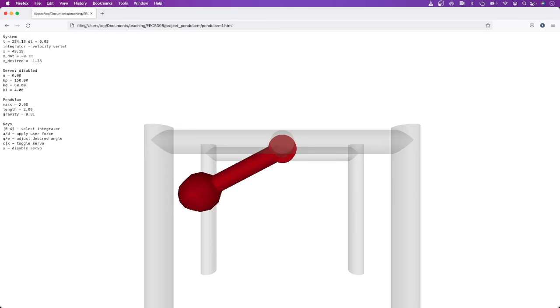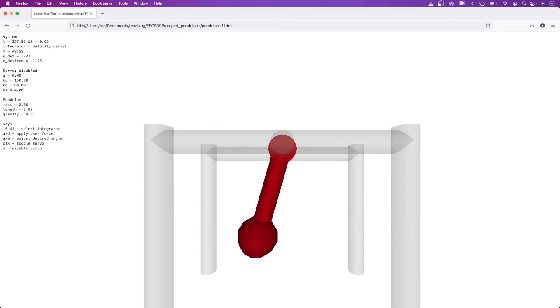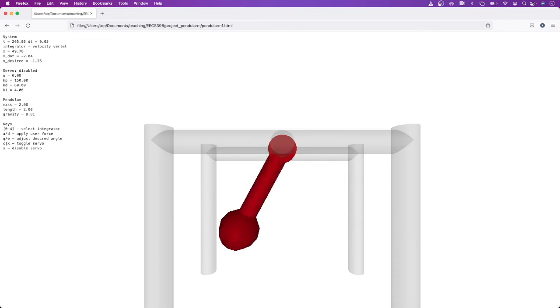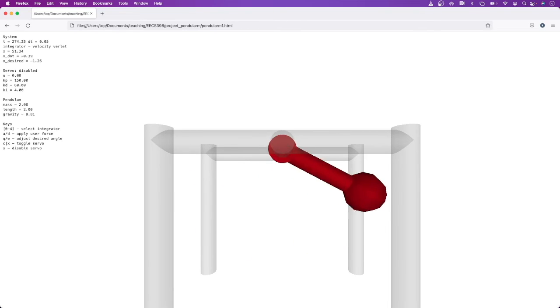So the key thing to make sure of is that your integrator remains stable and doesn't diverge into the behavior that we saw for the Euler integrator.